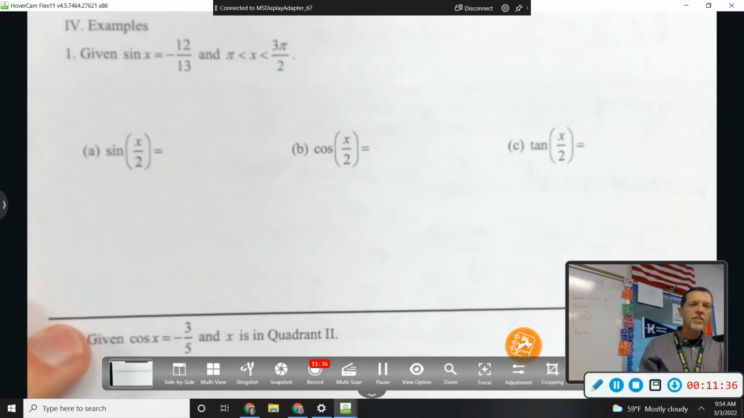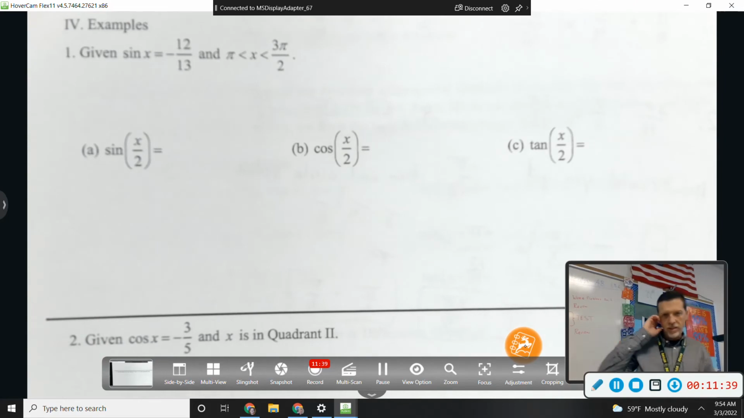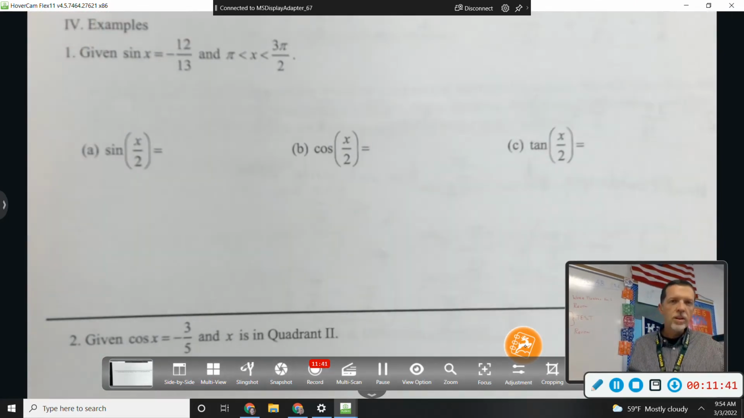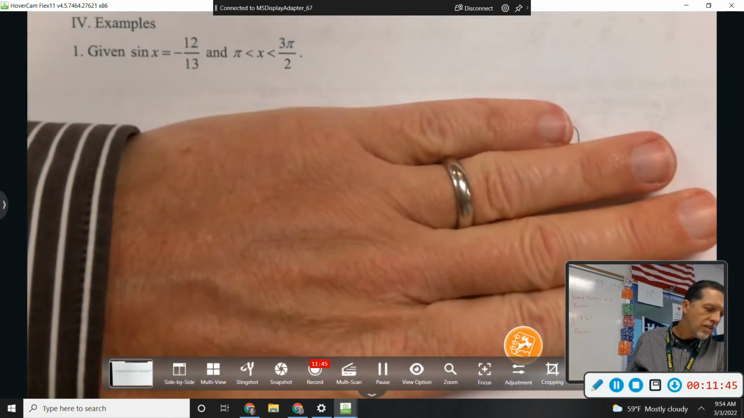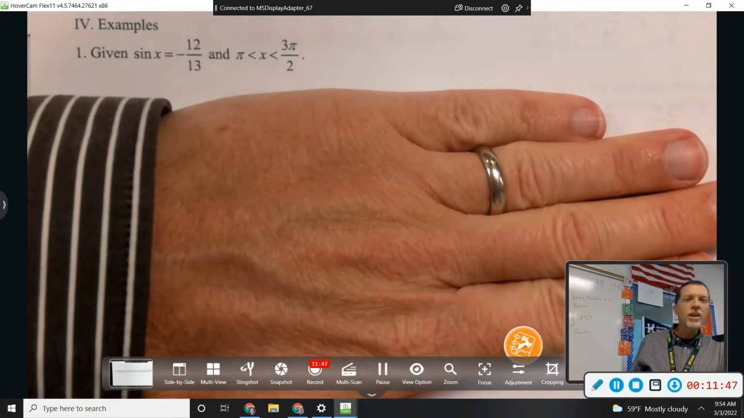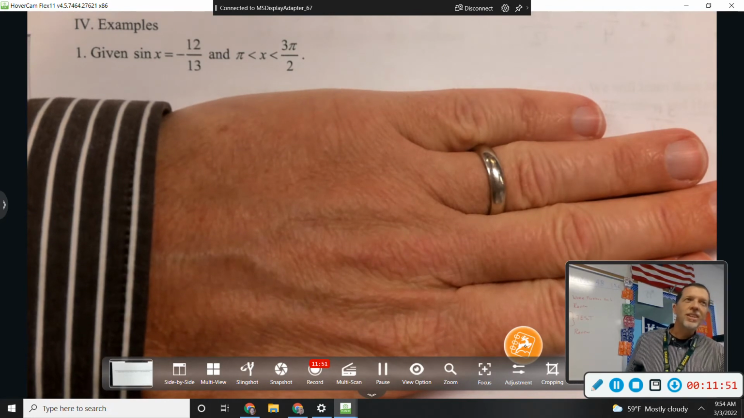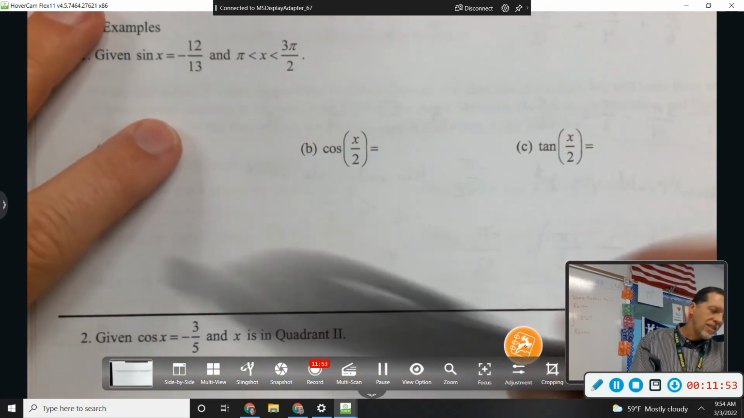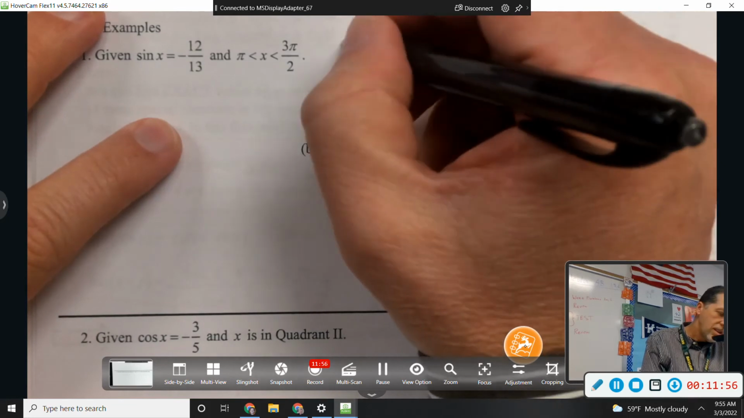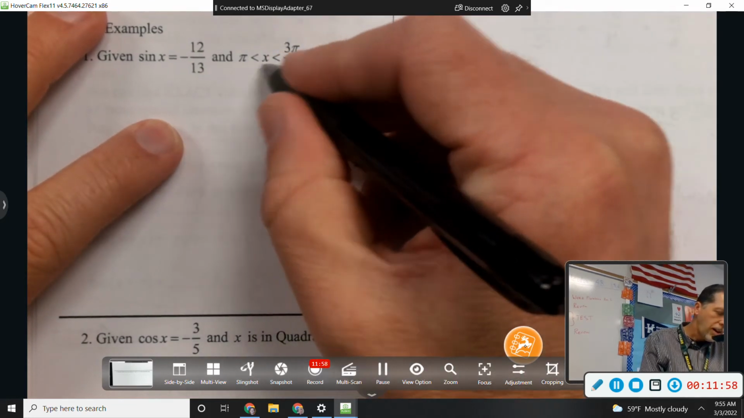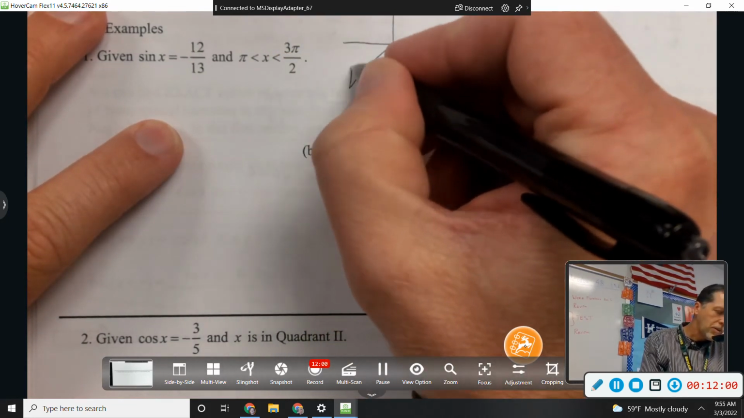Example 1. Given that sine of x equals negative 12/13 and x is between pi and 3 pi over 2. So forget about what we're going to ask. What do you think we should do with that information? And draw it. Same thing we've been doing. Draw a picture of that. So pi to 3 pi over 2, that'd be quadrant 3.